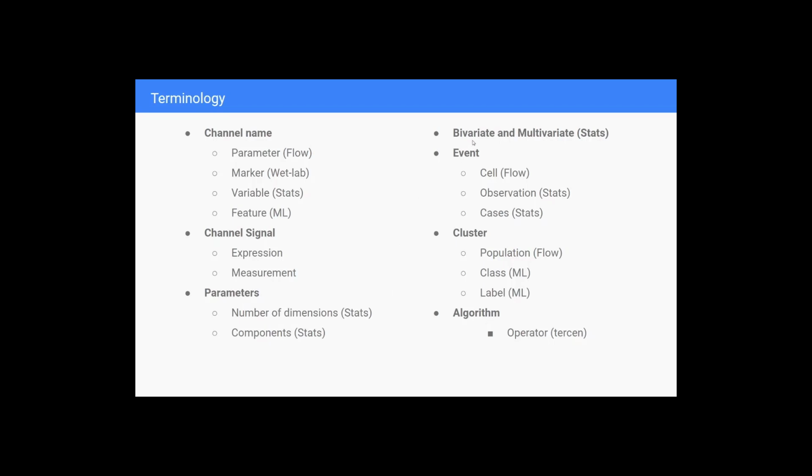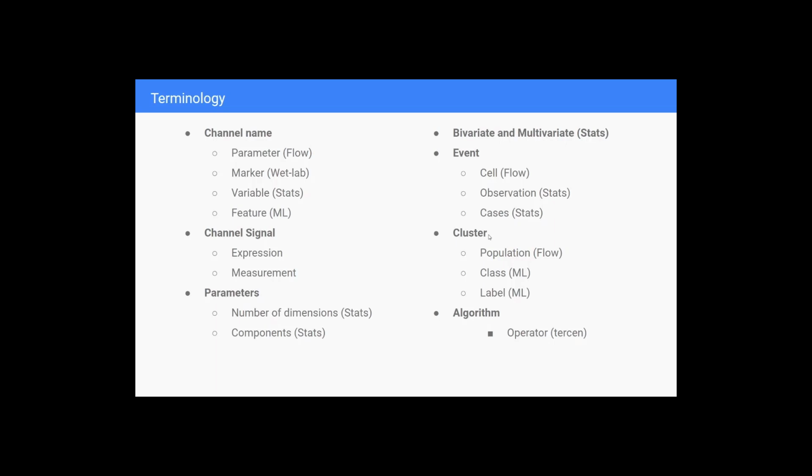And then there's bivariate and multivariate, which I touched upon. Bivariate is 2 variables. Multivariate is many variables. And of course, what's a variable? It's a channel, basically. So the event is another word that's used often. The cell basically represents a cell in the flow world. An observation in the stats world, or cases sometimes. They will call them observations or cases.